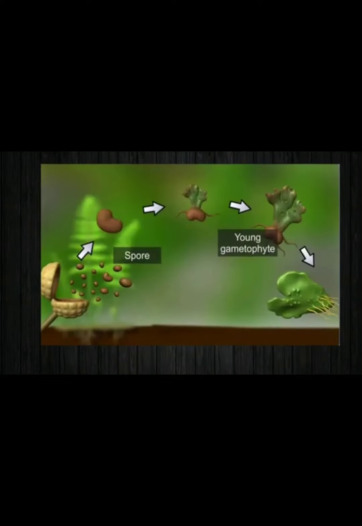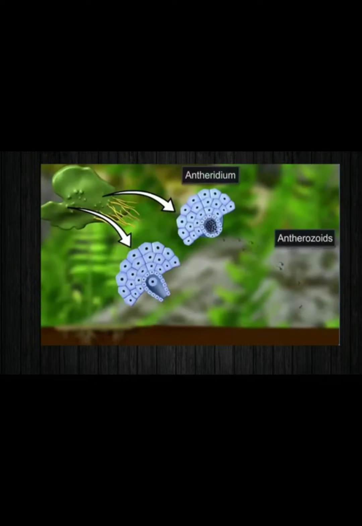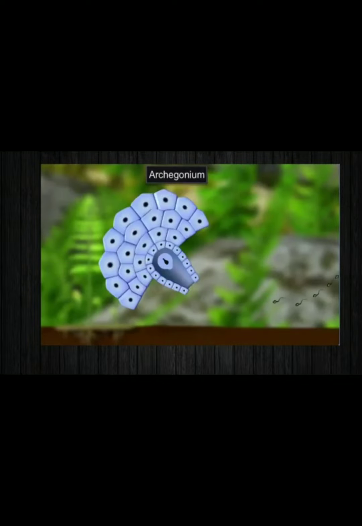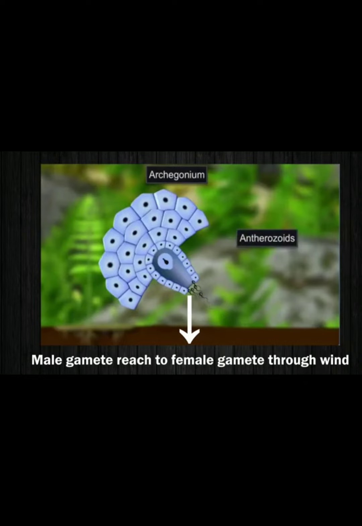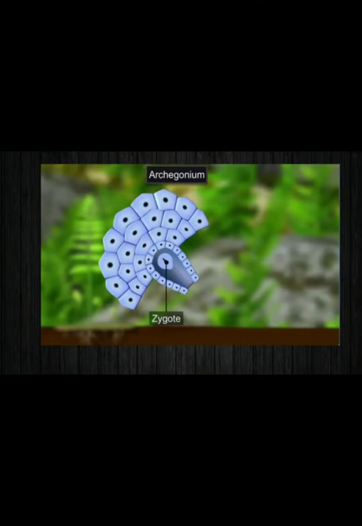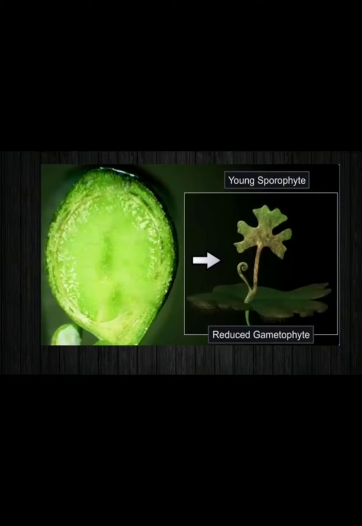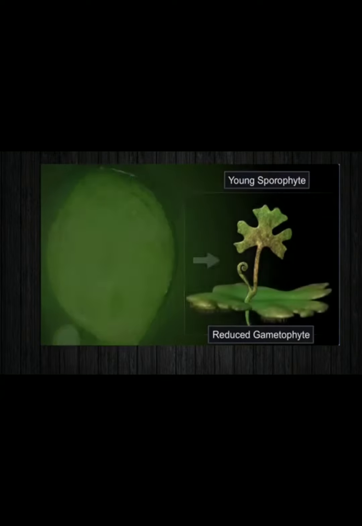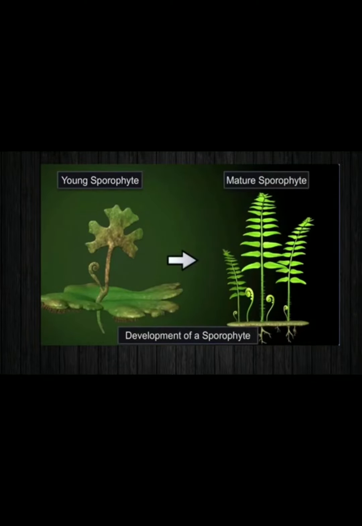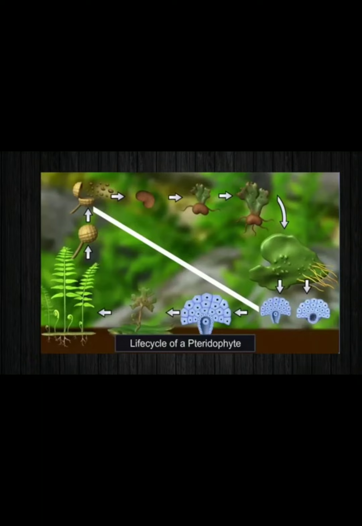Spores give rise to gametophyte. The gametophytic phase lasts for a very short period of time. After maturing, the gametophyte produces multicellular sex organs, antheridium which produces antherozoids, and archegonium which contains an egg. Male gametes reach female gametes through wind. As male and female gametes fuse together, a zygote is formed which develops into a sporophyte. In this process, the gametophyte completely disappears, and the sporophyte develops into root, leaf, and stem. The sporophyte matures and produces spores, and this cycle of reproduction goes on.